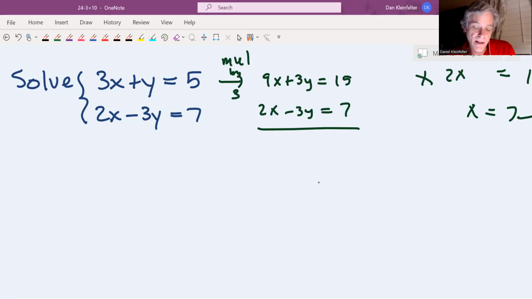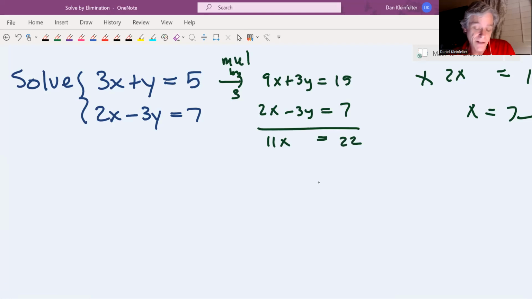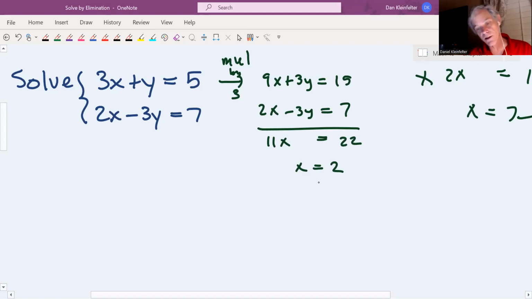Now when we add together the two equations, we'll have 11x. 3y and minus 3y is no y's. On the right side, 15 and 7 is 22. If 11x is 22, then x has to be 2. So here we've scaled, by multiplying the first equation by 3. That made it so we're able to eliminate a variable.